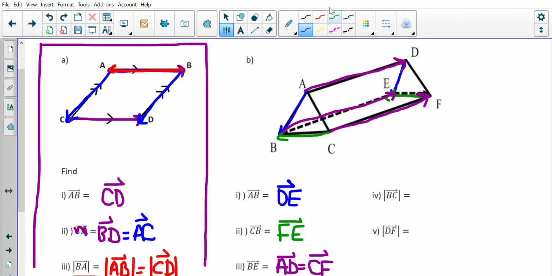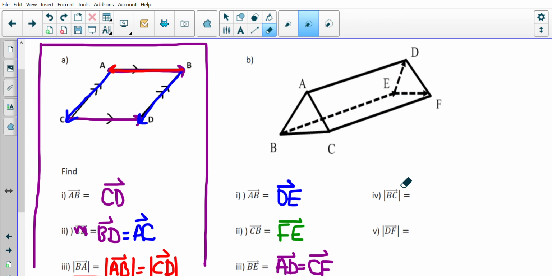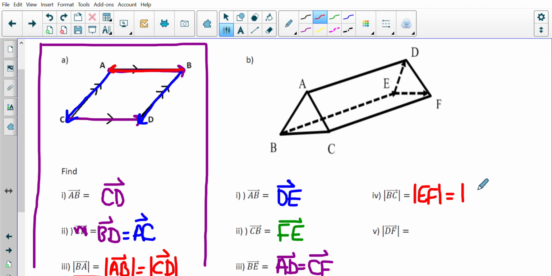Then let's see, what else we got here? Now we're into magnitude again. What has the same magnitude as BC? So it's just the same size. Well, I would go EF could. It would have the same size, and guess what? So would FE. And you know what? So would CB. Those vectors would have the same size.